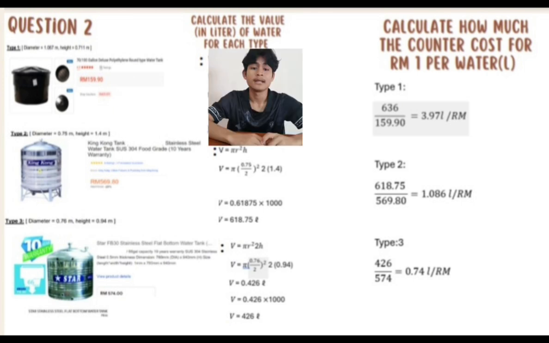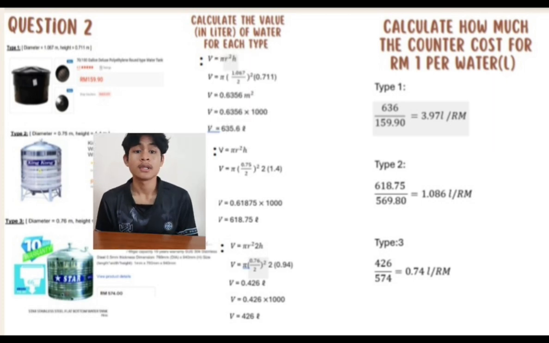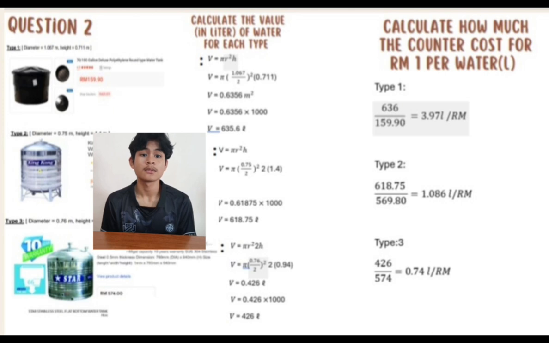The volume you will get is 635.6 liters. Next is water tank type 2, which is the King Kong tank. It has a diameter of 0.75 meter and a height of 1.4 meters. To calculate water tank type 2, we use the same formula as water tank type 1, which is V equals pi r squared h. And here is the full calculation, and the final answer you will get is 680.75 liters.